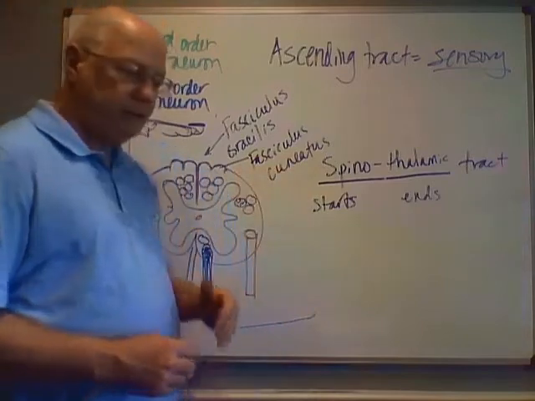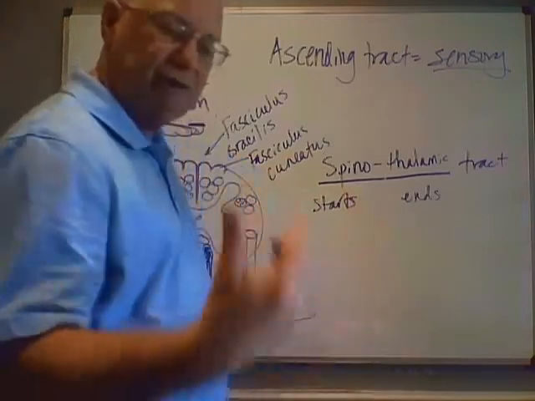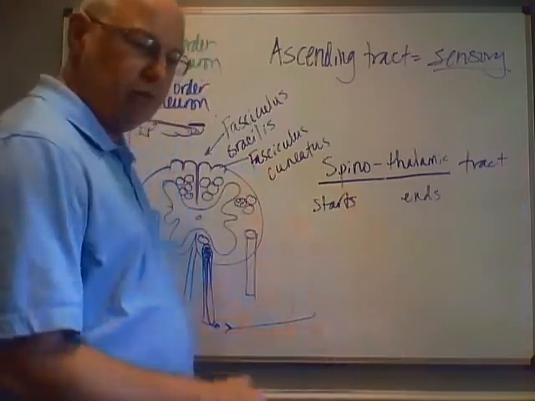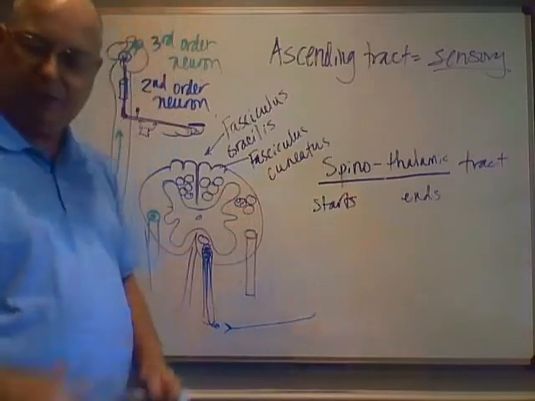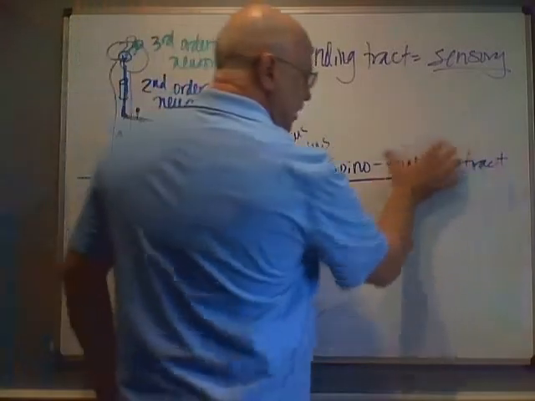Okay. Now, I'm going to skip the next 2. And we're going to do the last 2 ascending or sensory tracts of the spinal cord. There's a posterior spinocerebellar tract and an anterior spinocerebellar tract. So look at the name.